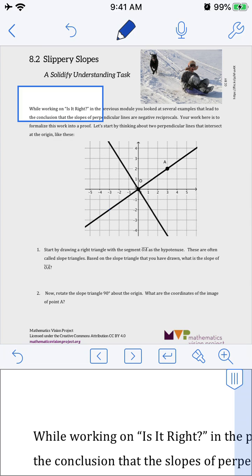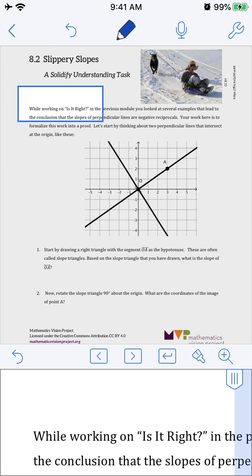While working on Is It Right in the previous module, you looked at several examples that lead to the conclusion that the slopes of perpendicular lines have negative reciprocals. Your work here is to formalize this work into a proof. Let's start by thinking about two perpendicular lines that intersect at an origin like these. Okay, so we got these two perpendicular lines. We're going to finalize what we've been talking about before about negative reciprocals, or opposite reciprocals, as you probably heard me call them.